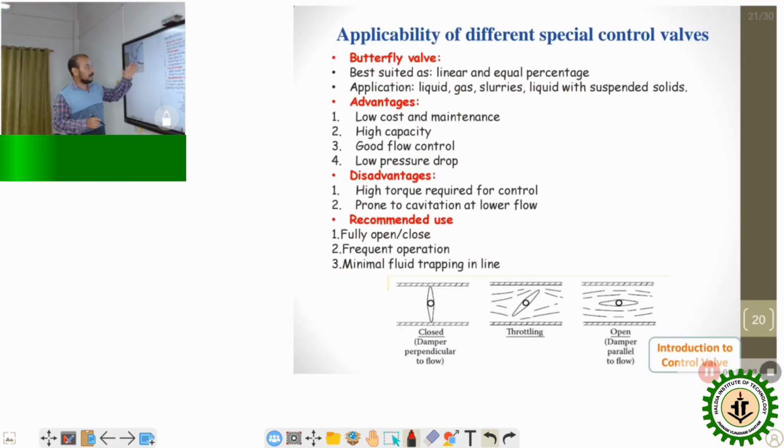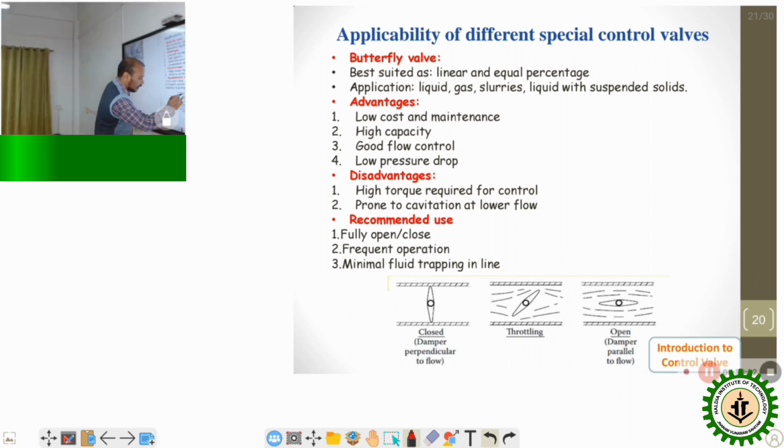If we talk about the butterfly valves, they are mostly used for linear and equal percentage characteristics. Advantages for this valve are low cost and maintenance, high capacity, good flow control, low pressure drop. Disadvantages: high torque required for control, prone to cavitation at lower flow. Recommended uses are fully open and closed, frequent operation, minimal fluid trapping. So these are the diagrams we are able to observe.